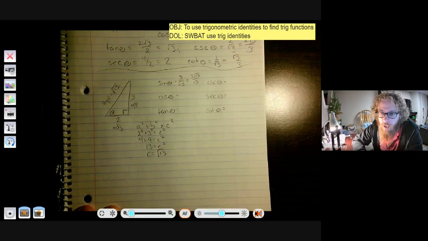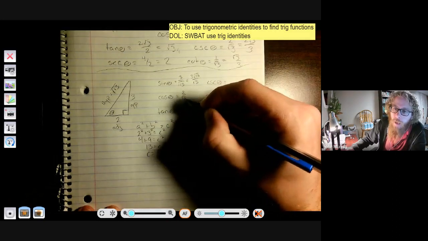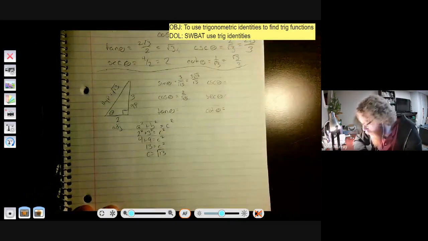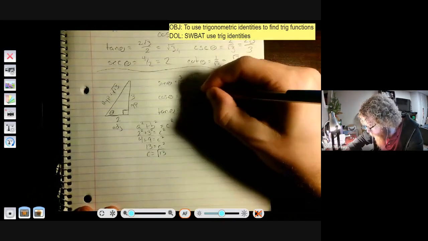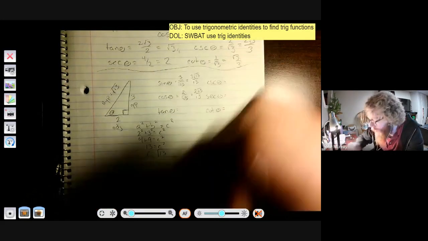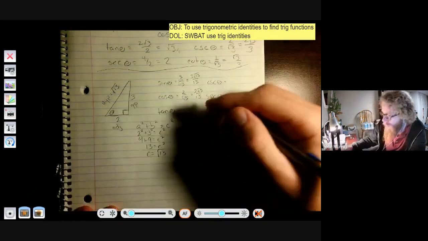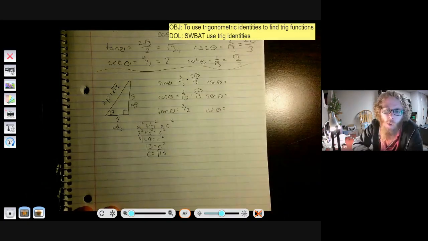For cosine, it is adjacent over hypotenuse. Similar situation, but in our numerator, we have a 2 now. So the cosine is 2 over the square root of 13, or 2 times the square root of 13 over 13. Tangent is a little simpler. It is opposite over adjacent. 3/2, or 1.5. Nothing fancy there. We can leave it just like that.